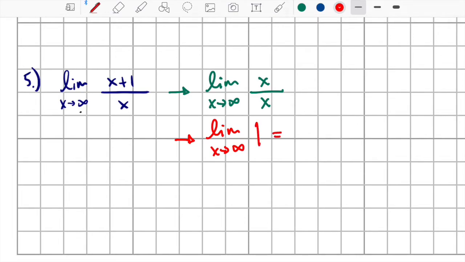And the limit of a constant is that constant. It doesn't matter if it's going to infinity. It's still the constant. So the limit is 1.